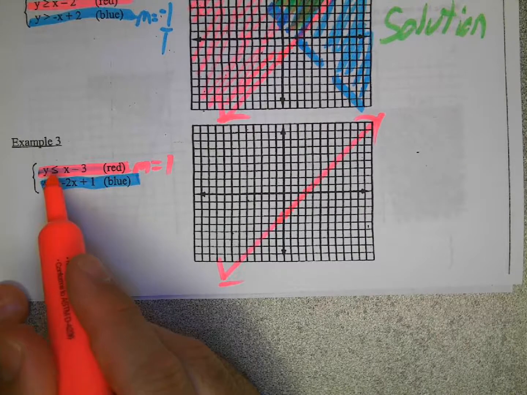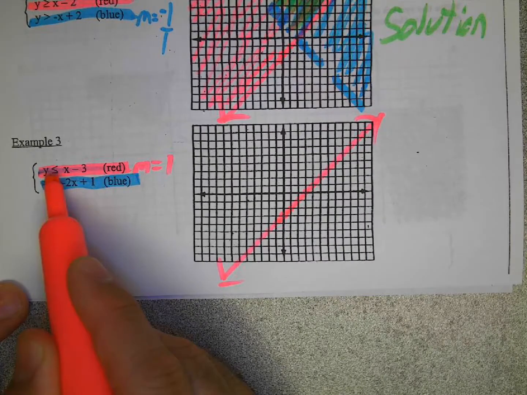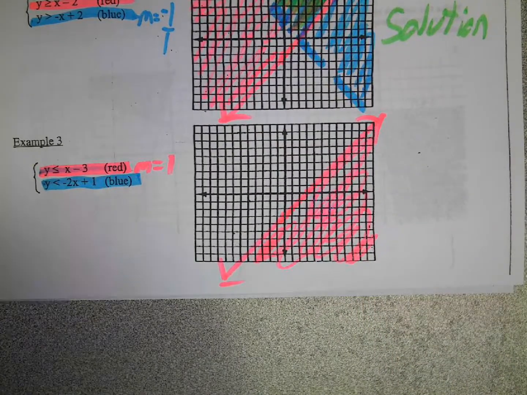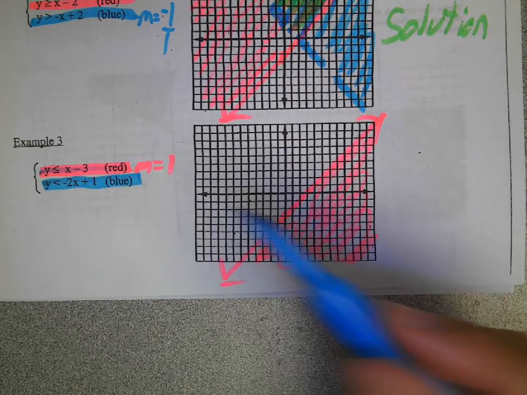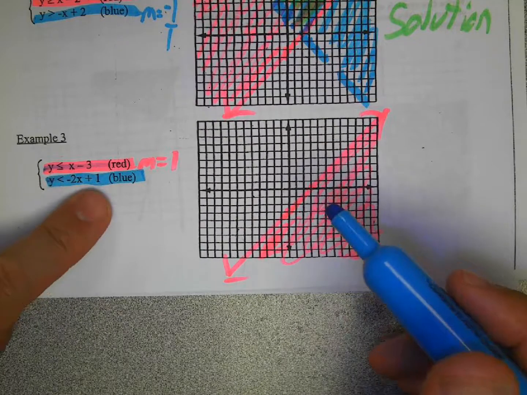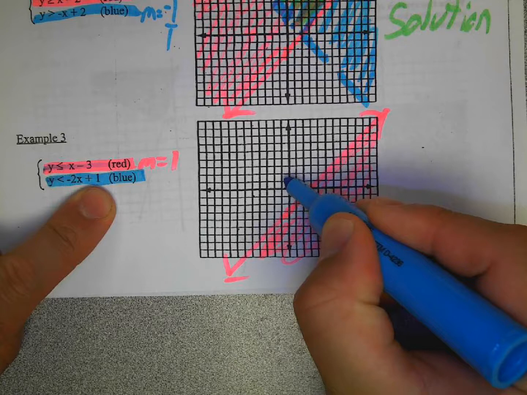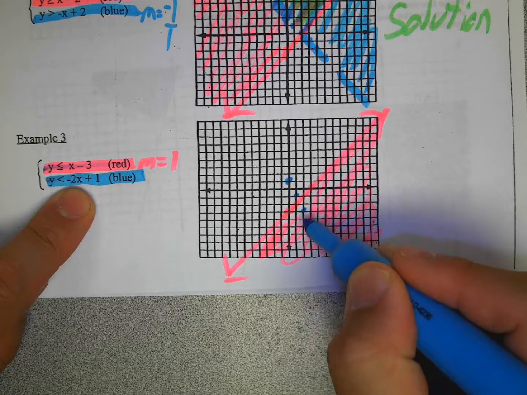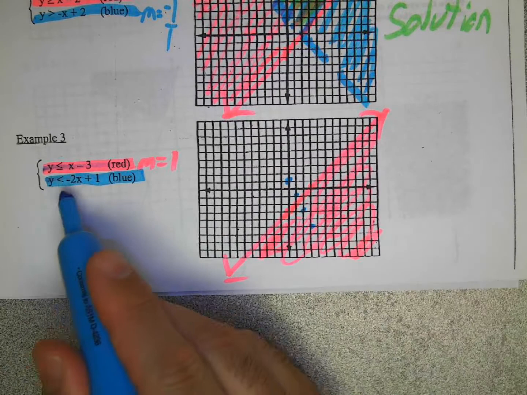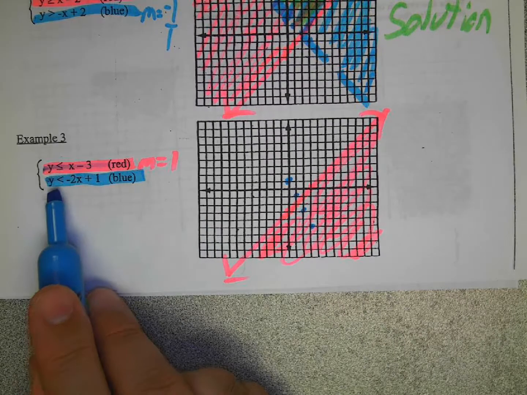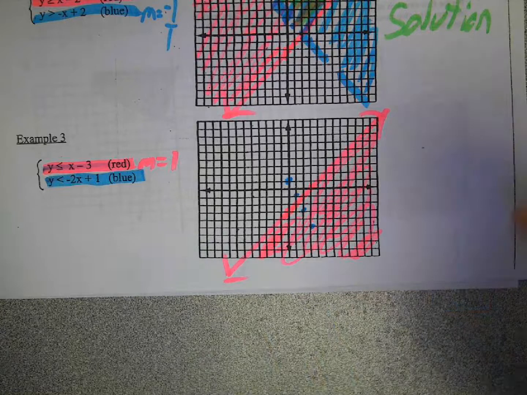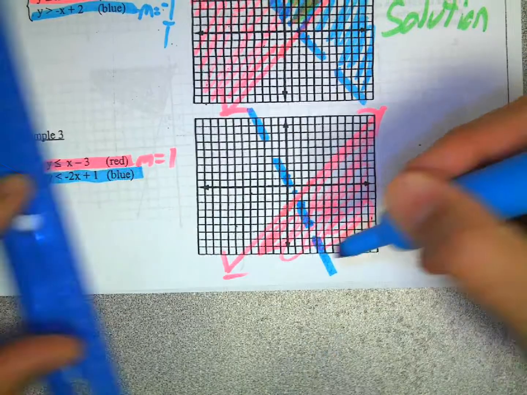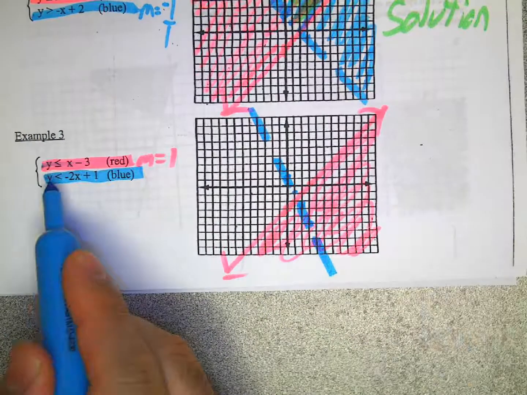So let's go back to the pink real quick. This is y is less than. So I'm going to shade underneath the line for less than. Blue is going to be less than as well, but I got to plot it. So starting at 1, going down 2 over 1, down 2 over 1, down 2 over 1. And again, it's going to be dashed because it's less than, and that's it. There's no equal to. Dashed blue line, and I'm shading below that line.